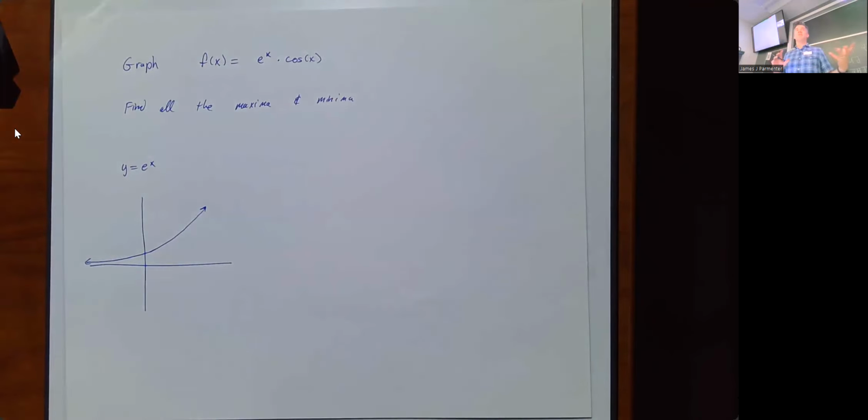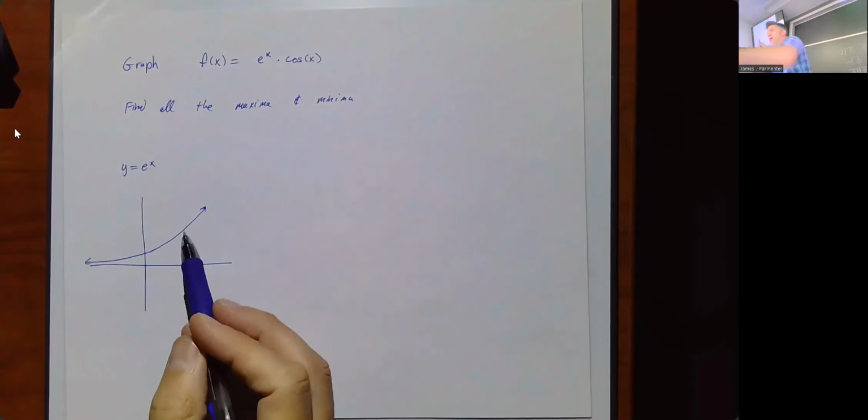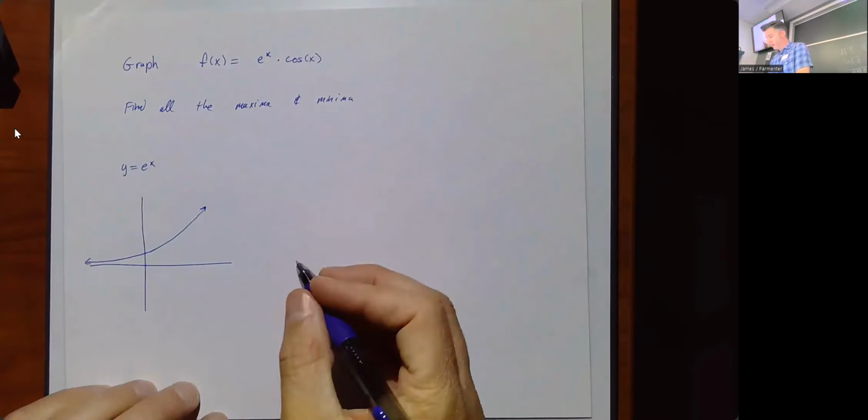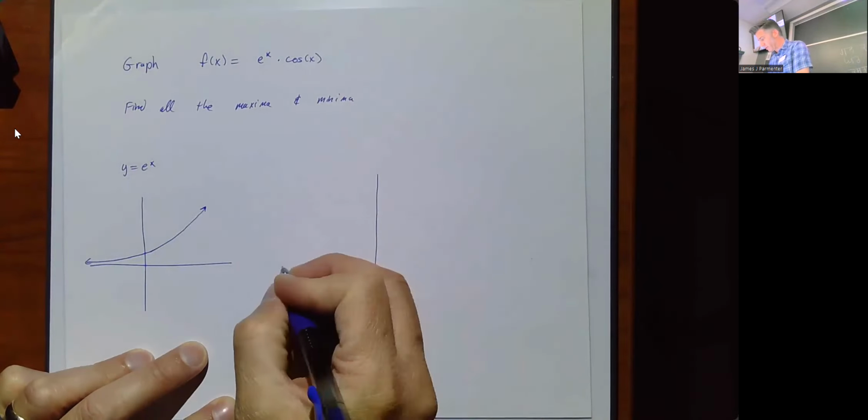Well, cosine, what's the biggest value cosine can ever have? I think I heard someone say it. Yeah, and what's the smallest? Right. So if we're taking this function and at some places multiplying it by as much as 1, or some places multiplying it by as little as -1, here's my best guess at what the graph is going to look like.